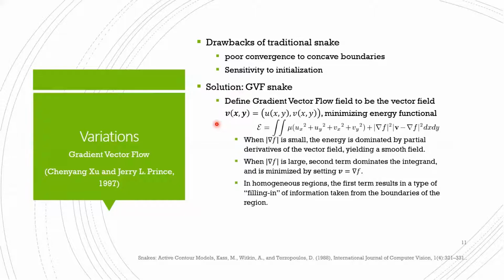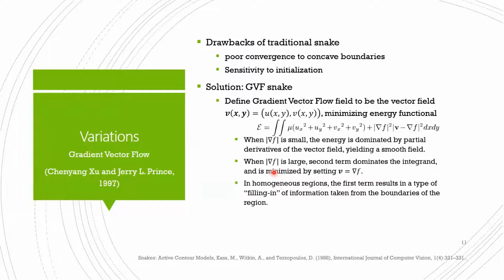Here, the gradient vector flow field is defined as a vector field V(x,y). It has two components, U and V. The energy term is like this. The first term is multiplied with a constant mu, and these are the first order derivatives of U and V in X and Y directions. And the second term has delta F, the image gradient force, times the square of V minus delta F, dx dy.